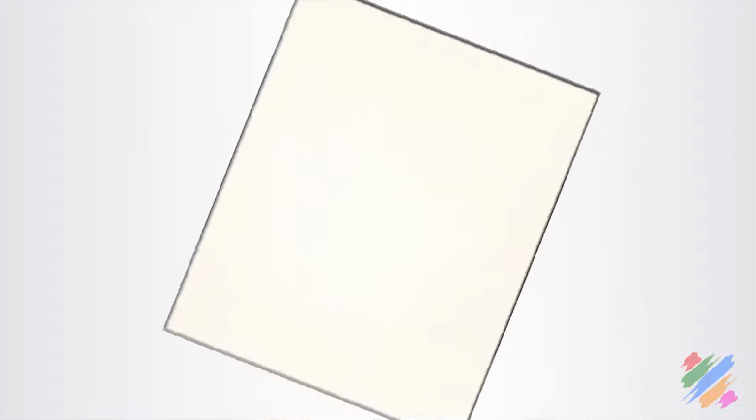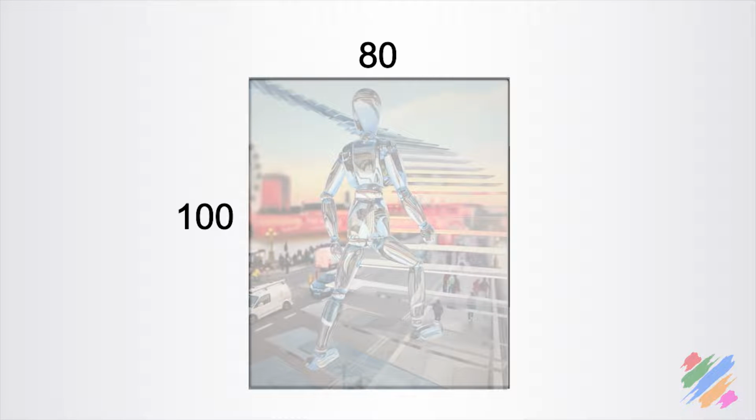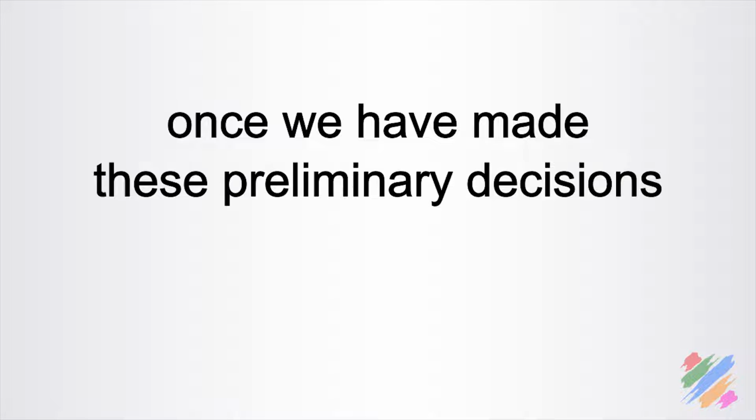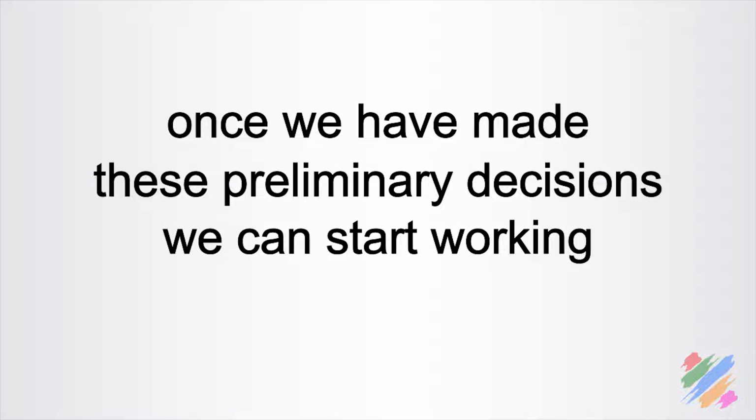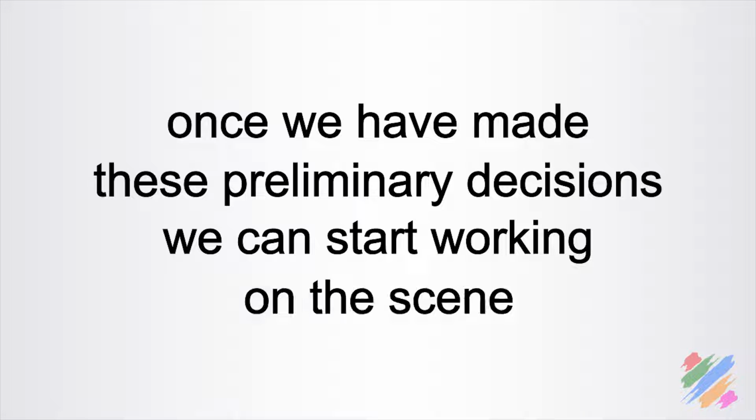It will also help if by now we have a good idea of the size and the shape of the support. For this painting, we're going to use a rectangular 80 by 100 centimeters canvas. Once we have made these preliminary decisions, we can start working on the scene.